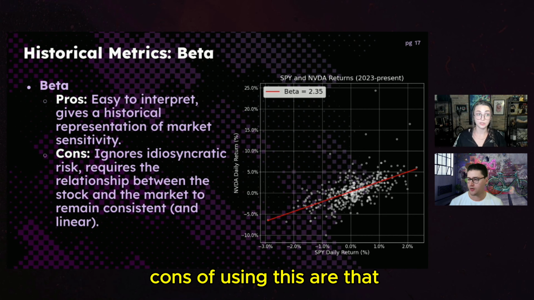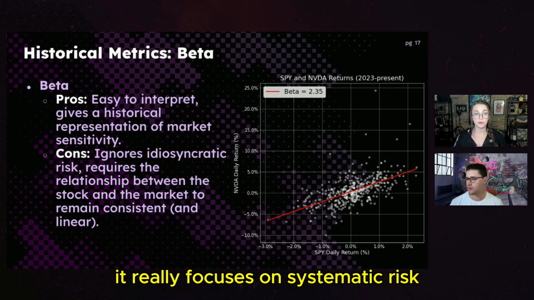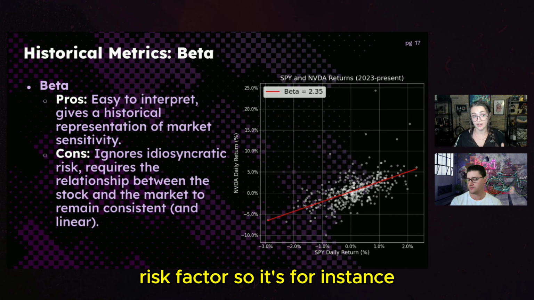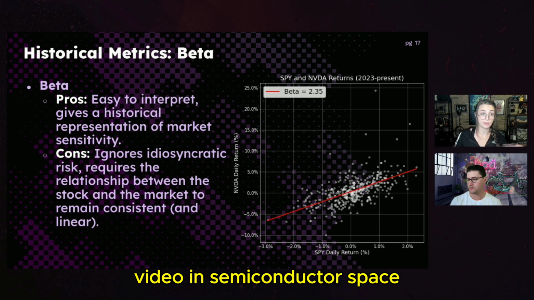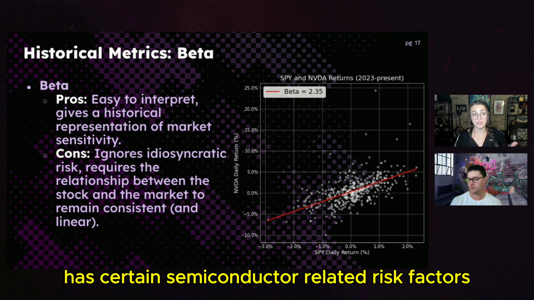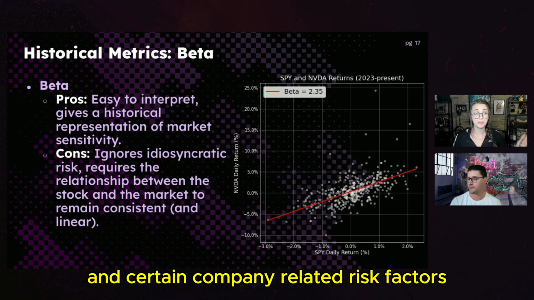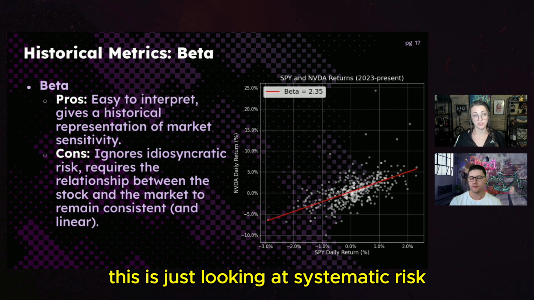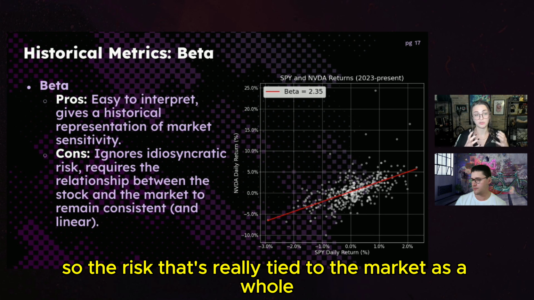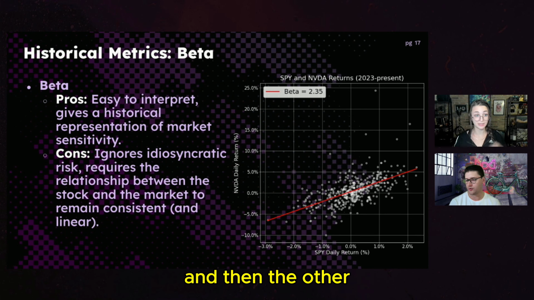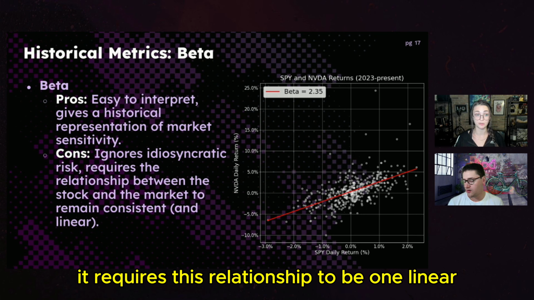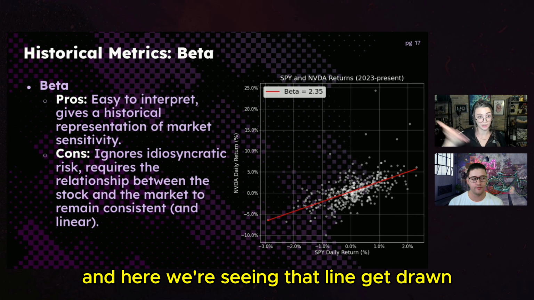The cons of using this are that it really focuses on systematic risk. So there are certain sector-specific risk factors. For instance, NVIDIA in the semiconductor space has certain semiconductor-related risk factors and certain company-related risk factors that wouldn't be accounted for in something like this. This is just looking at systematic risk, so the risk that's really tied to the market as a whole. And then the other limitation with using this is that it requires this relationship to be linear, and here we're seeing that line get drawn.